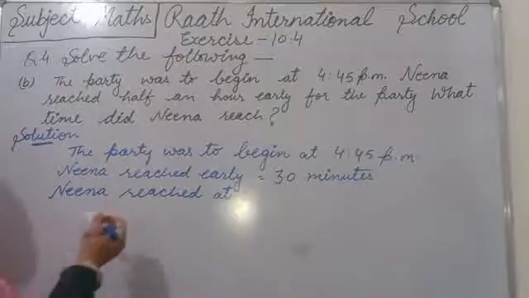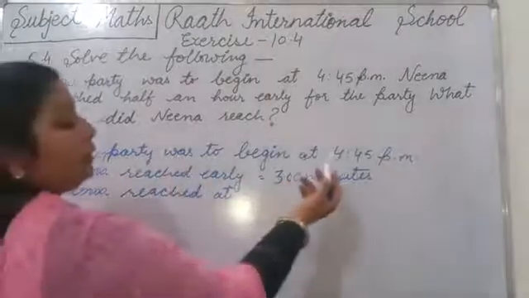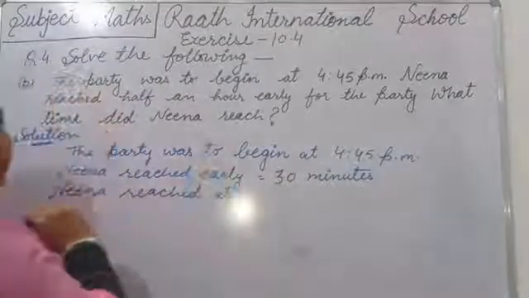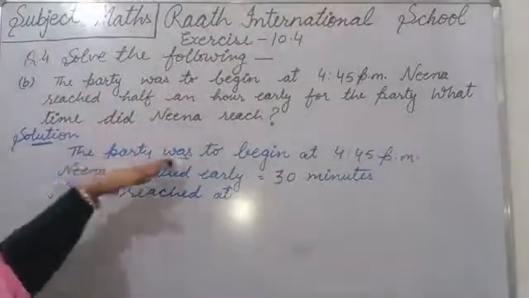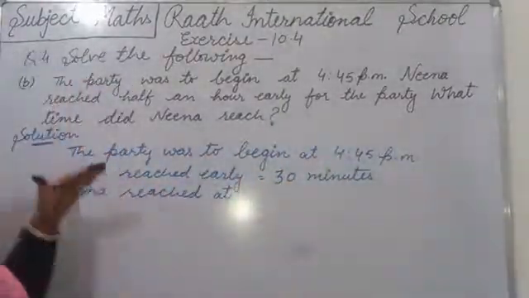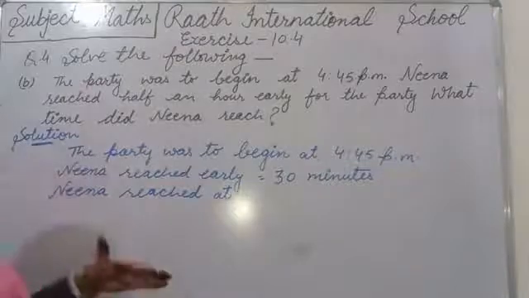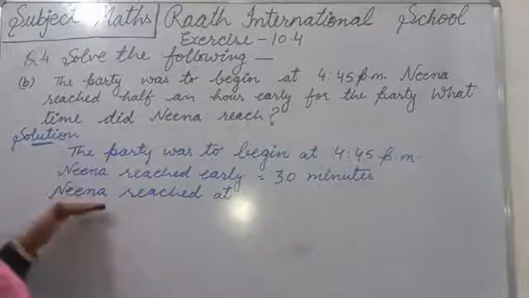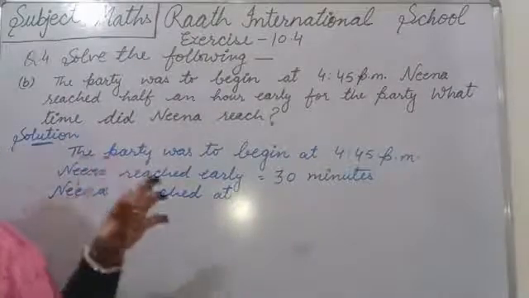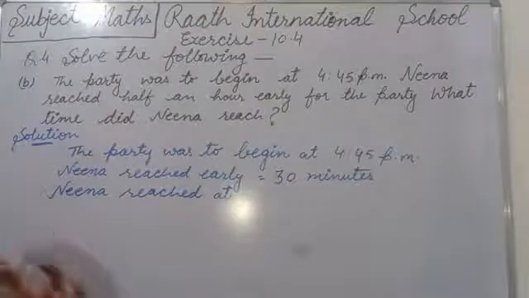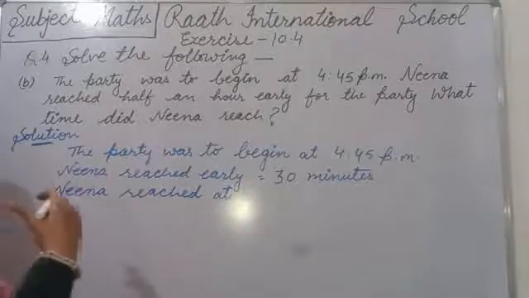So we have to tell the time at which she reached. So solution, first sentence: the party was to begin at. Okay, here we will not take equal symbol. Whenever we have time, we use at for the proper time. Okay, so the party was to begin at 4:45 PM. Now Nina reached early. How much? 30 minutes before. Okay, so now Nina reached at. Now we will tell the exact time. Okay, this we know she will go 30 minutes earlier. But what was the exact time on that? Okay, so that we have to find. So for the before we will do minus.